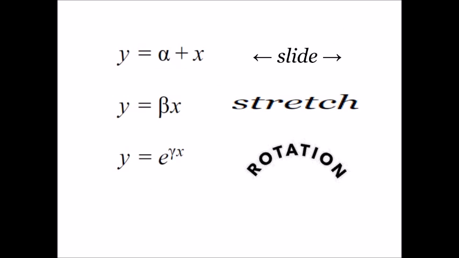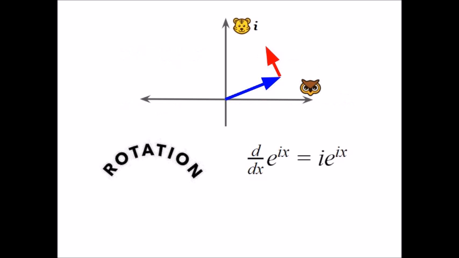Why do they do that? Well, what is special about an exponent? It is proportional to its own derivative. But what's special about d/dx of e to the ix? It is perpendicular and proportional, but perpendicular to its own derivative.